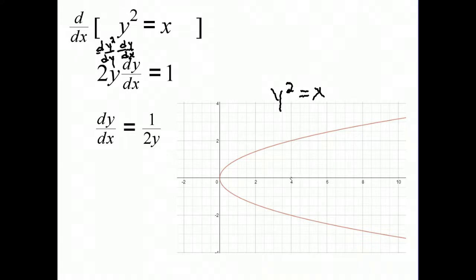So let's say, for instance, we had the x value of 4. Well, the slope of the tangent line does not depend on x. It depends on, well, which y value are we talking about? Are we talking about 2? Or are we talking about negative 2?